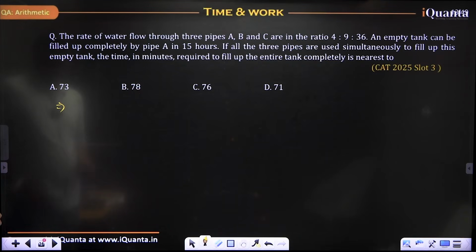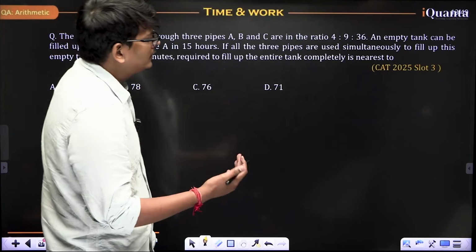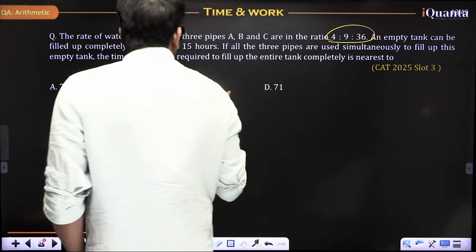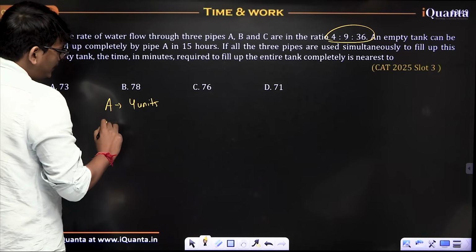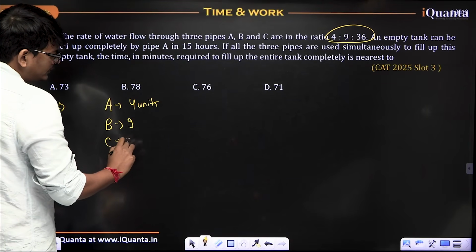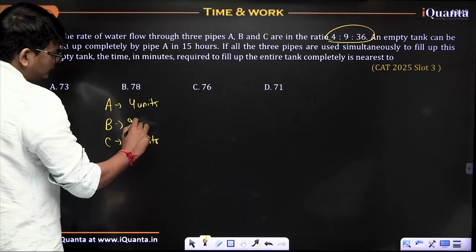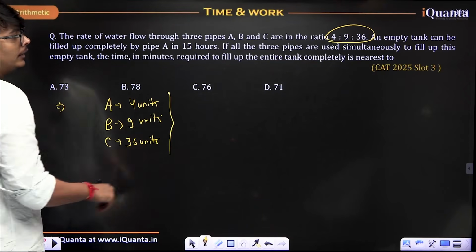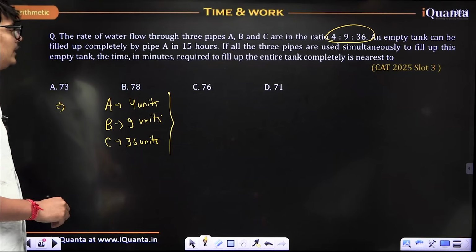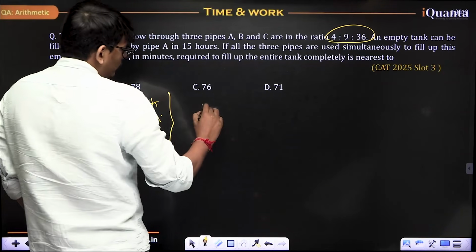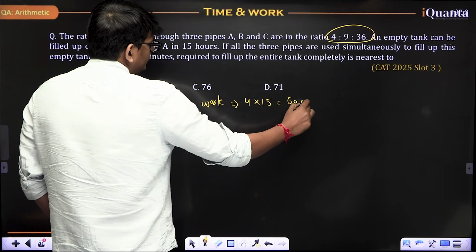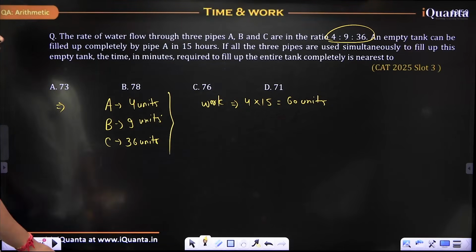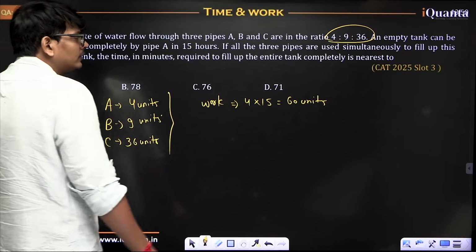Next. The rate of water flow through the pipes A, B, C are in the ratio 4:9:36. So what I'm doing, I'm saying suppose A efficiency is 4 units, B efficiency is 9 units, C efficiency is 36 units. Okay. An empty tank can be filled up completely by pipe A in 15 hours. So total work is, guys, 4 into 15, 60 units. If all the 3 pipes are used simultaneously to fill up this empty tank, the time in minutes required to fill the entire tank is nearest.